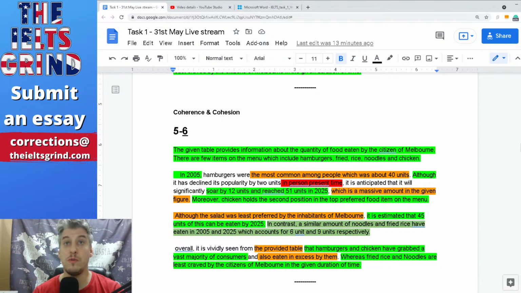Moving on. "Although," this is good, we're introducing a bit of contrast. It really helps. It says, "although it has declined in its popularity by 2 units. Now, in person present time," this is very confusing. Now, I know that Nazrin is referring to the present time, but I think this is just a typo. They've put "in person." It doesn't make sense here. So it's taking away from the coherence. "Soared by 12 units and reached 51 units in 2025." Really good. Lots of information, easy to follow. "Which is a massive amount in the given figure."